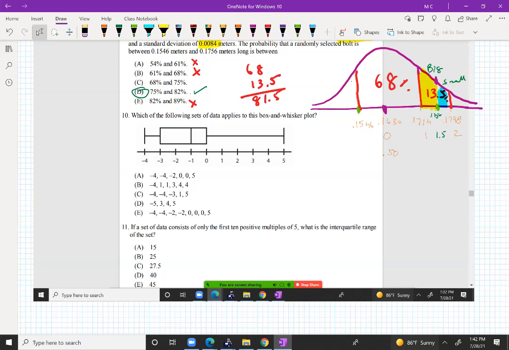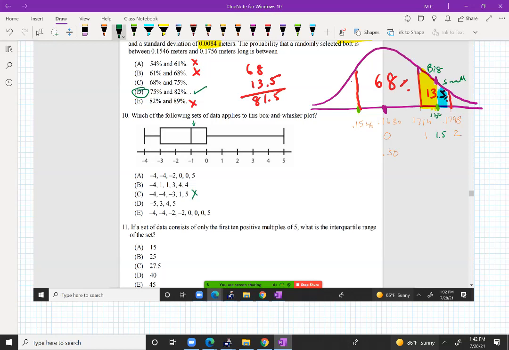I'm not sure how to do this, but I'm just guessing that it's going to be either A or E. Actually, it is E. So first, you have to see what the median is. Median is right in the middle point, -1. So you automatically know C is out.